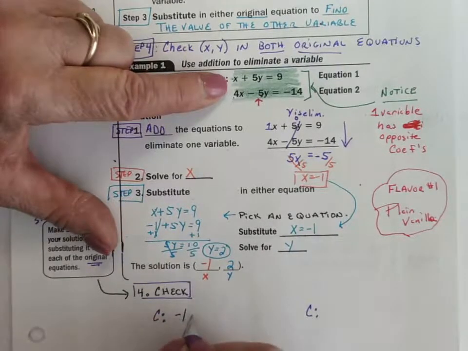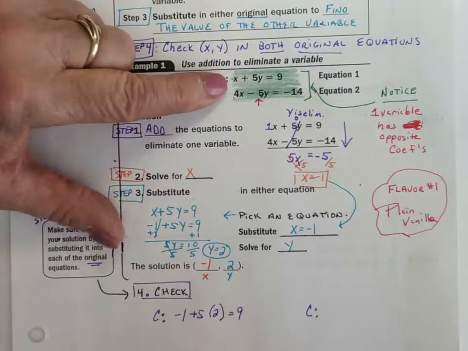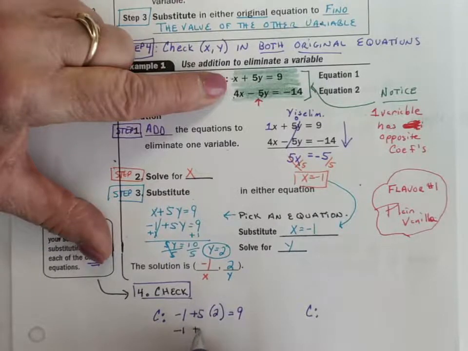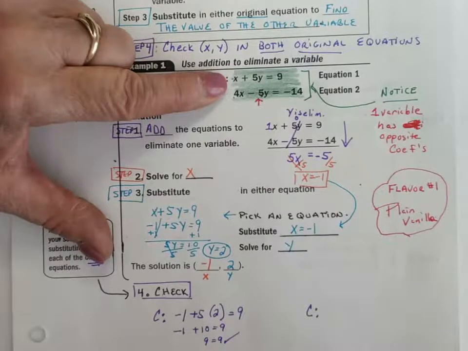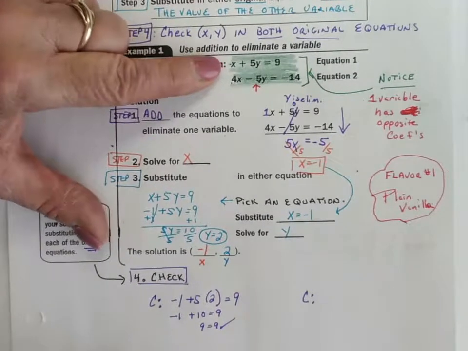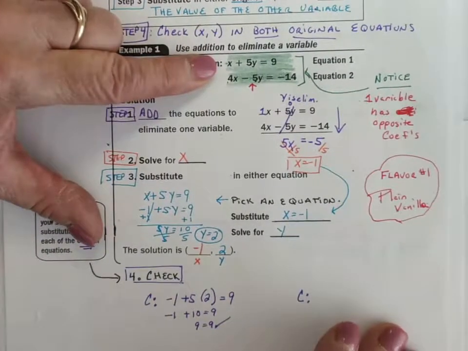X is -1, plus 5, y is 2, equals 9. -1 plus 10 equals 9, 9 equals 9. Cha-ching, it checks. This middle step you don't have to show, but you do have to show the substitution, and you do show that it does actually check.